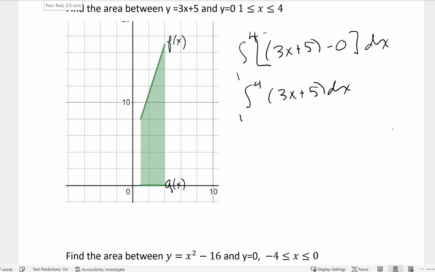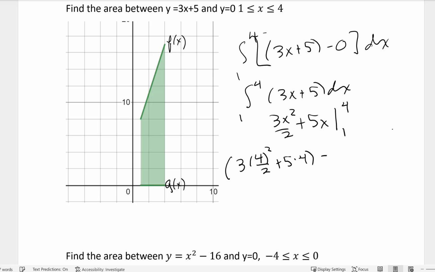I'm using the power rule. I have 3x squared over 2 plus 5x. I'm going to plug in 4, plug in 1. So I want to show that I plugged in 4: 3 times 4 squared over 2 plus 5 times 4. And then I'm going to plug in 1: 3 times 1 squared over 2 plus 5 times 1.